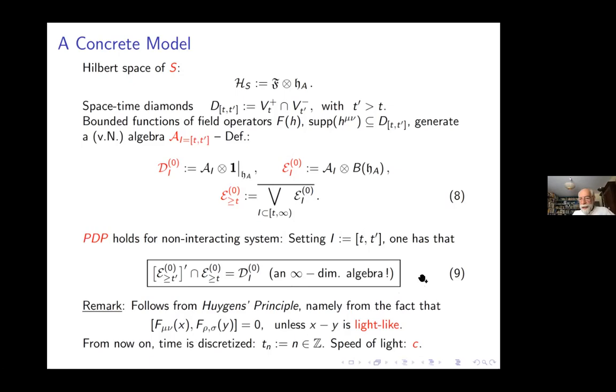Now, in order not to have to worry about any complicated technicalities, I will now discretize time. I just look at times t sub n given by integers n. By c, I denote the speed of light.